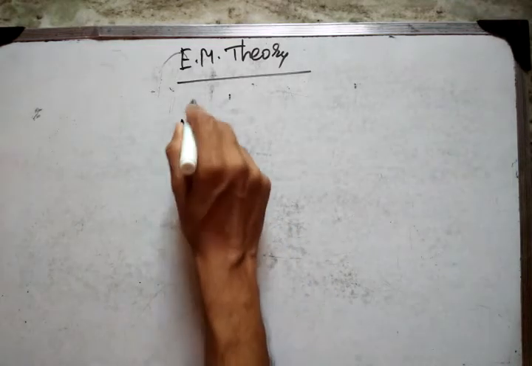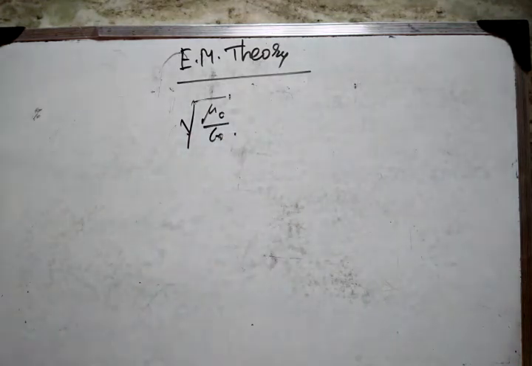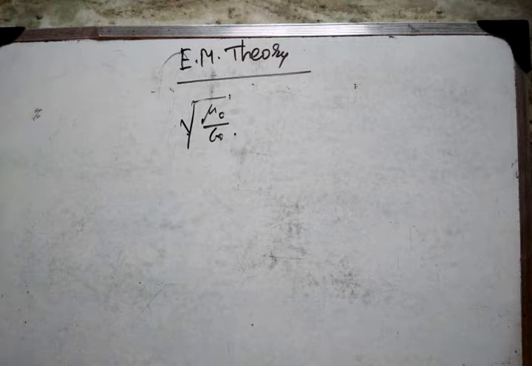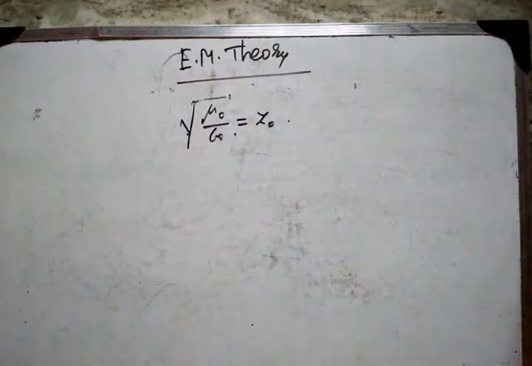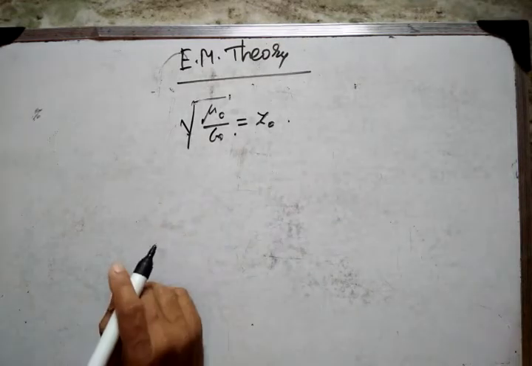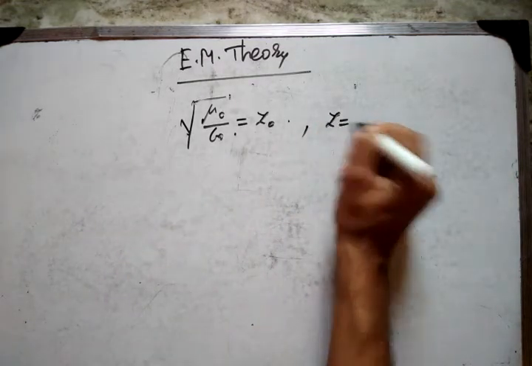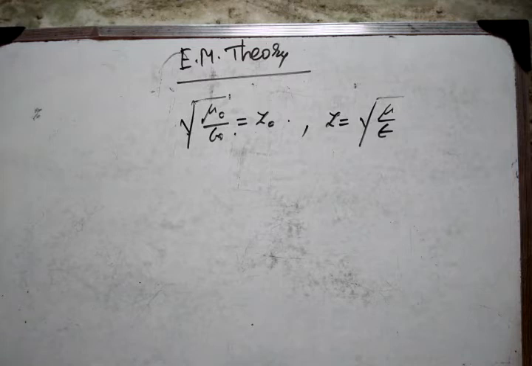The ratio mu 0 by epsilon 0 under root is called the wave impedance. This is the wave impedance for free space, and similarly the wave impedance for a particular medium is root of mu by epsilon.